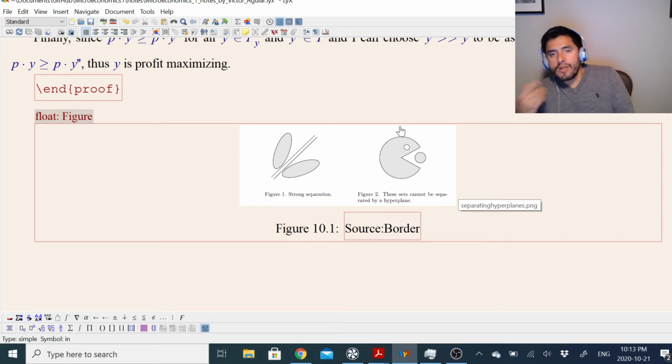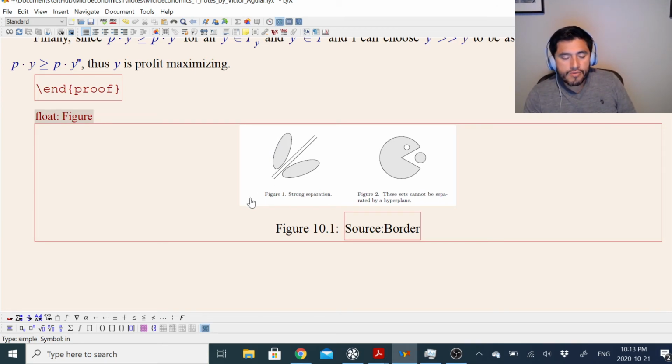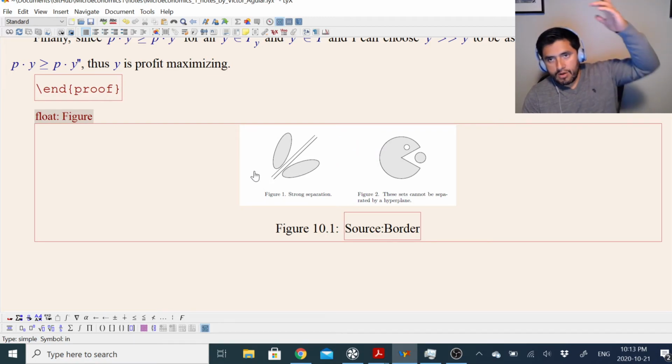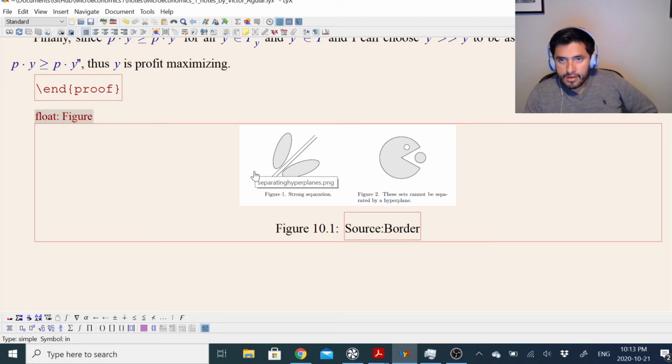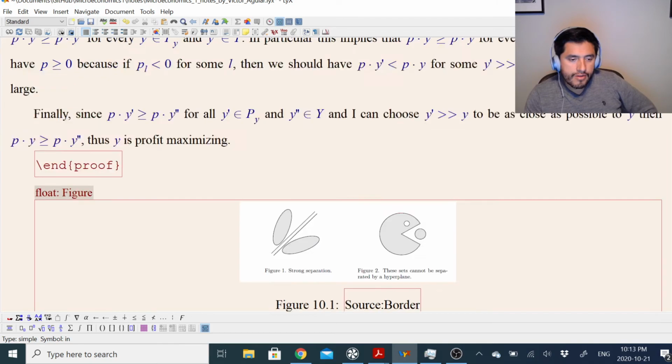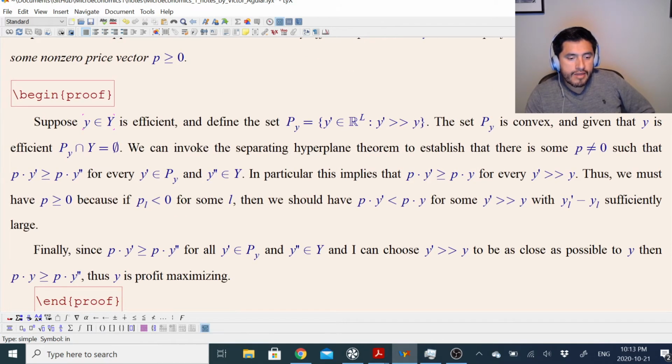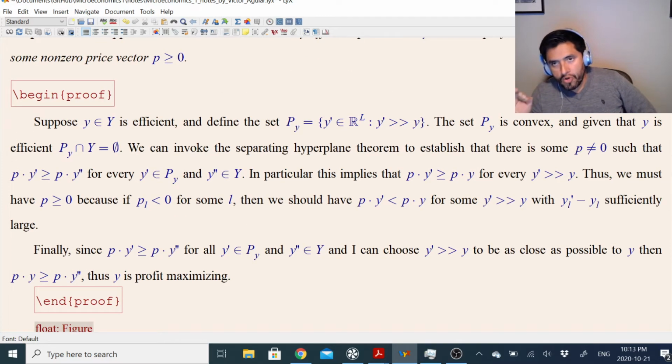So now, what is the idea? Here, we're going to have our production set, and above it we have the profit maximization problem. We want to pass a line, which basically are prices, that is going to separate the production set from the objective of the firm. And this will give you a particular point in the production set, okay? So now let's prove it mathematically. Suppose I have a point that is efficient.